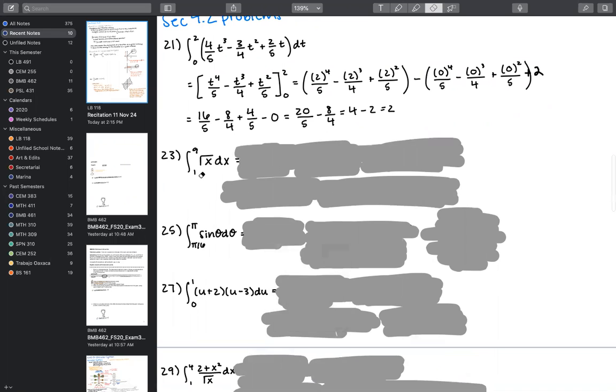So now we've got bounds of 1 to 9 and we've got the square root of x. Just like when we're taking derivatives, we're going to do a fractional power manipulation in order to expose what that fractional power is so that we can apply, in this case, the reverse power rule. So that's going to look like the integral from 1 to 9 of x to the 1/2 dx.